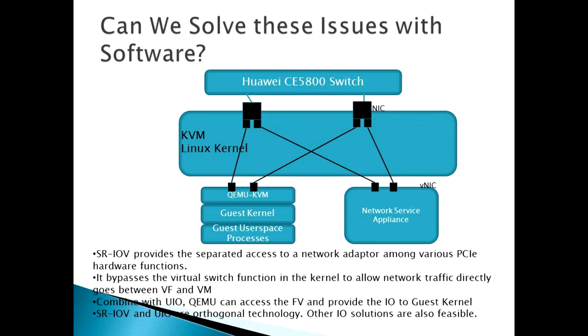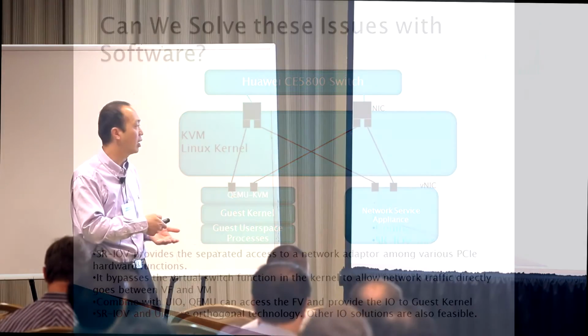So we could introduce SR-IOV technology here on the NIC side. And on the other side, we can use QEMU. I guess people familiar with this area are familiar with QEMU as well. In this way, we can use SR-IOV to provide separation of access to the common adapter among different PCIe device functions, provide each of the functions to this VM, and provide network functions to another virtual network service appliance. This provides just basic PCIe functions.